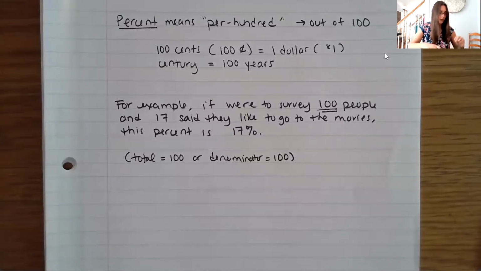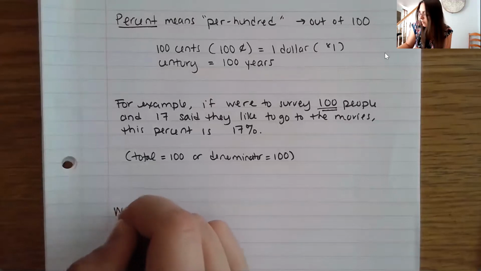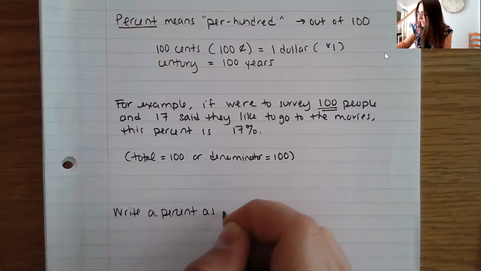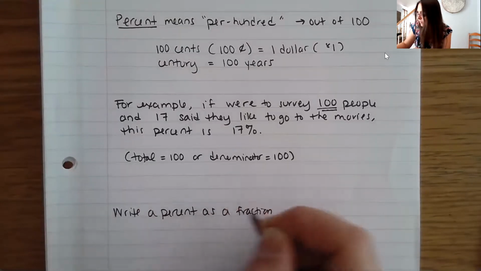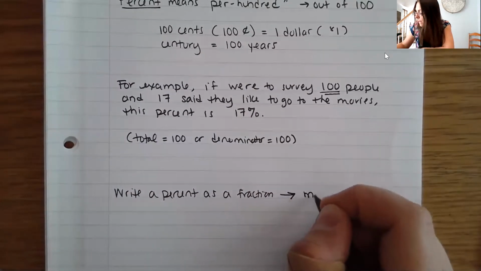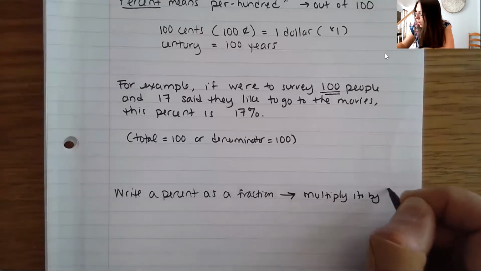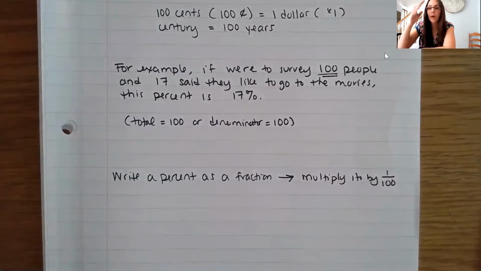All right, so let's do a little bit of work. How do you write a percent as a fraction? Basically, all you need to do is multiply it by 1 over 100. And if it's a whole number, you're just going to put it over 100, which is the really easy thing to do here.